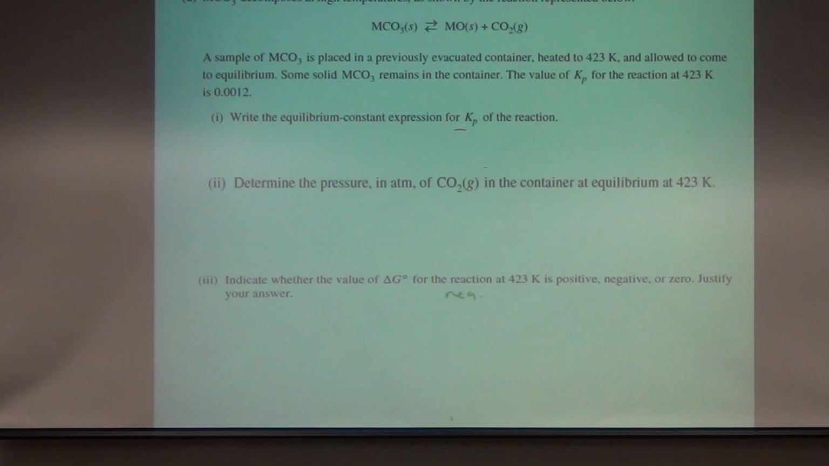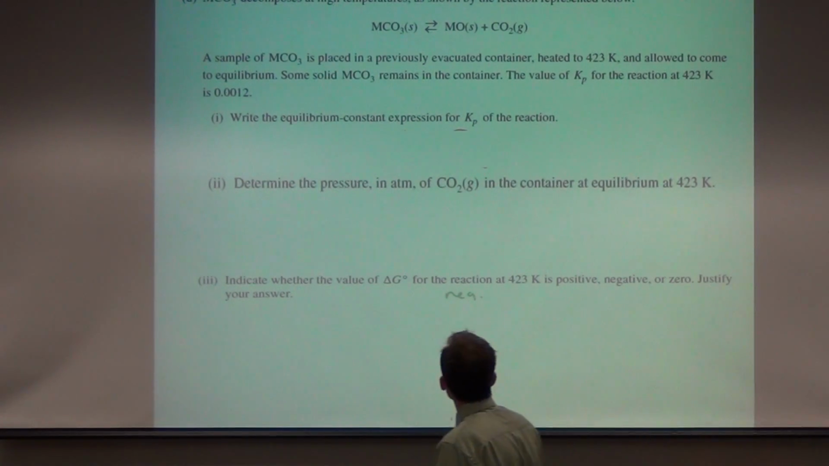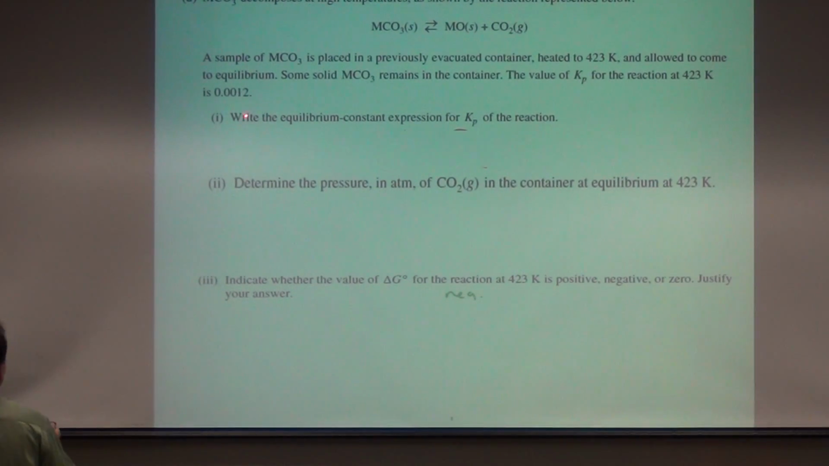Okay. Kind of finishing it up. You get a new equation that was actually given to us. A sample of it is placed in a previously evacuated container and allowed to come to equilibrium. Some solid NCO3 remains in the container. The value of Kp for the reaction is 0.0012. Okay, this is not nearly as tricky as it looked in the beginning when you're reading this. Write the equilibrium constant expression for Kp.